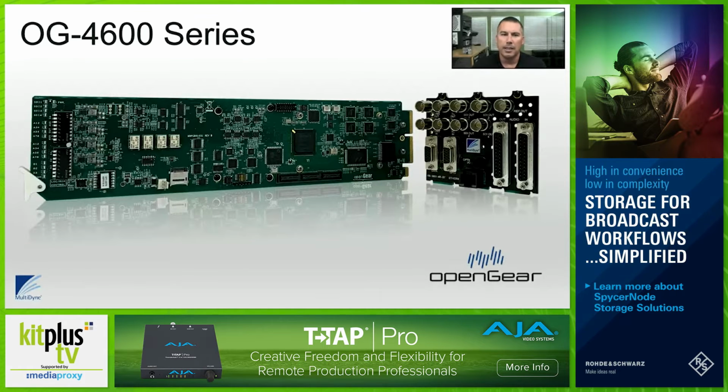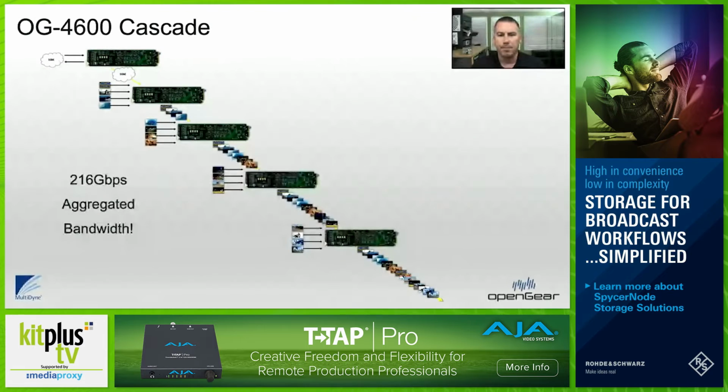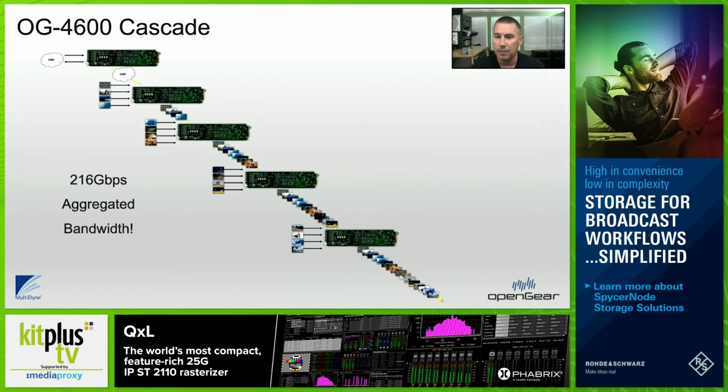It essentially allows for, this is a Cascade application, so we can do onboard CWDM muxing and get 18 12G SDIs on one fiber with no external muxes needed. And that's representative of a version of the OG 4600.